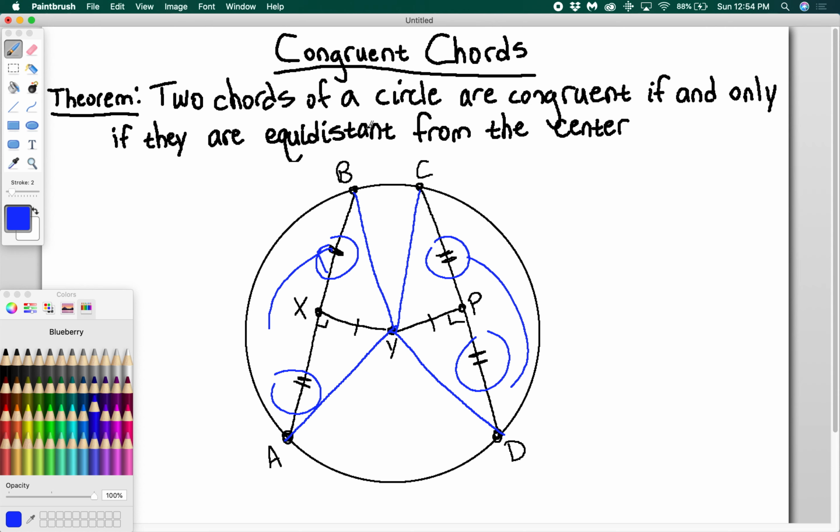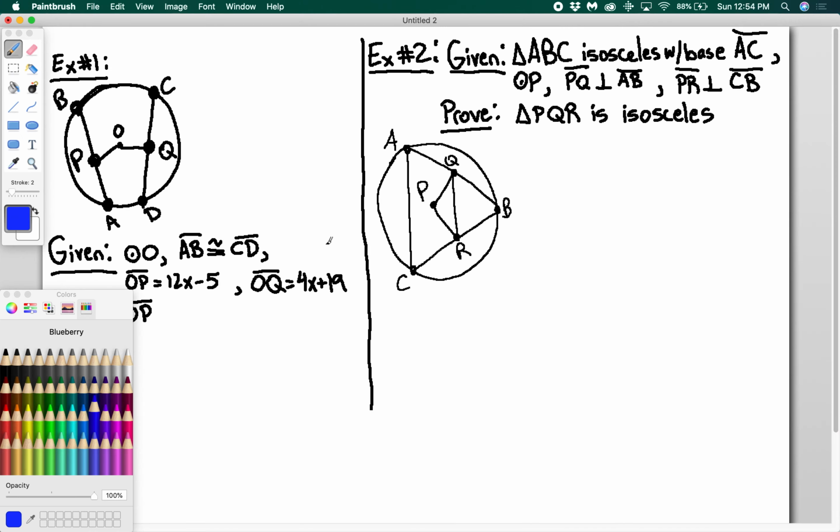We could do the proof in the other way too, where instead we started by saying they're congruent. If these two things are congruent, then we can prove they're equidistant. It's the exact same argument. If they're congruent, you can still draw the same triangles, and you just show that these sides are the same instead. So let's look at some example problems.